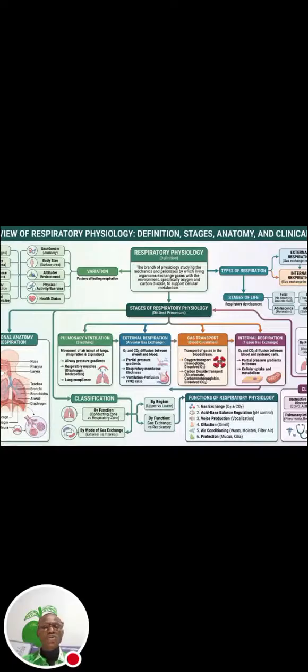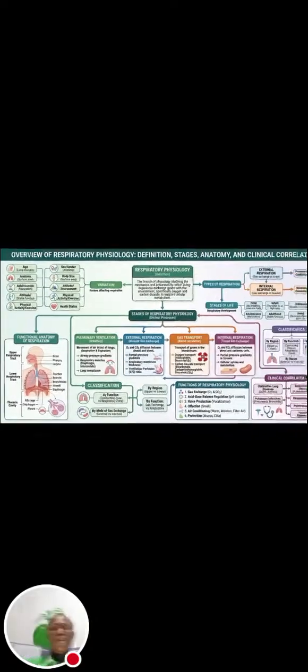The next thing we'll be looking at, very simply, is the variations in respiratory physiology. What are the variations? The next thing will be the types of respiratory physiology. What are the types? Then stages, okay, pick your Bible, you need to know this. Definition, variation, types, stages of life and stages of respiration, functional anatomy, classification, function of respiratory physiology, there are about 12 of them, and clinical correlates.